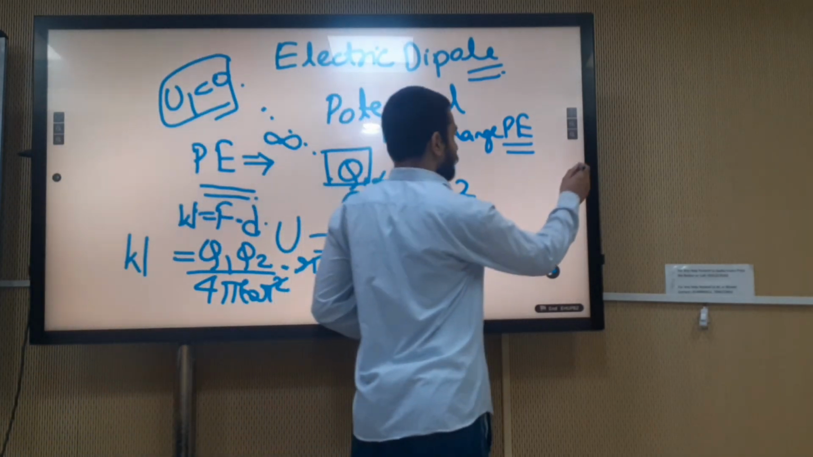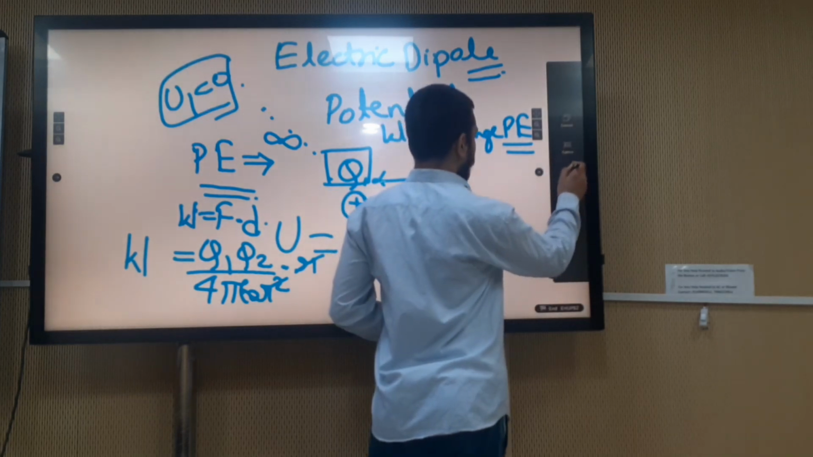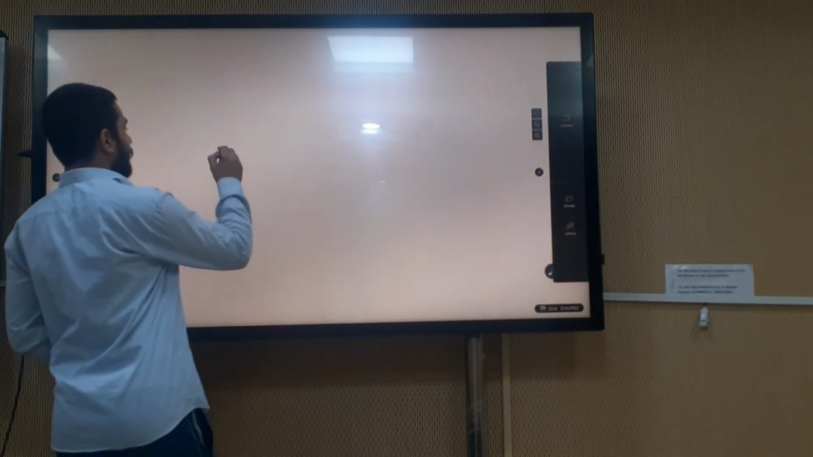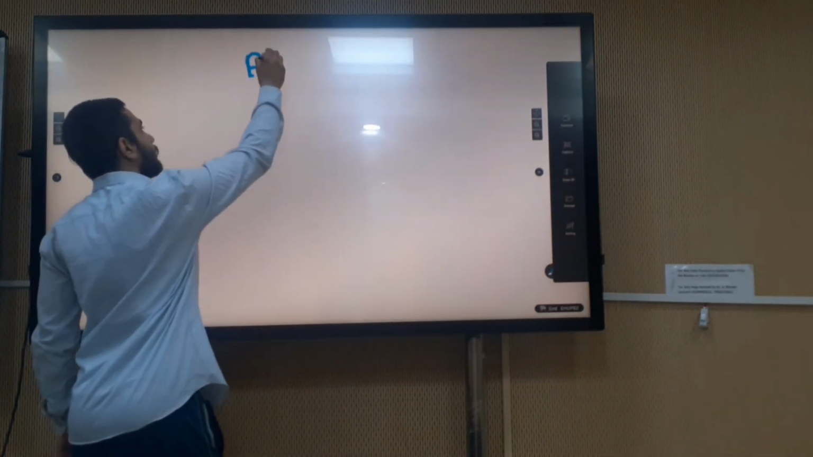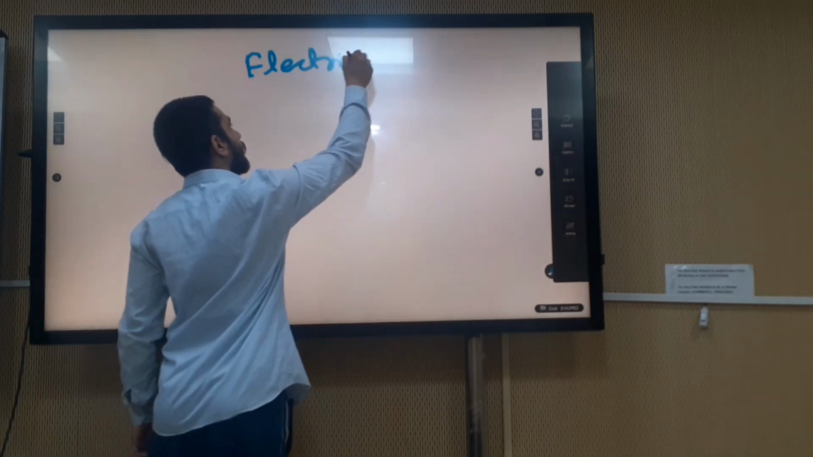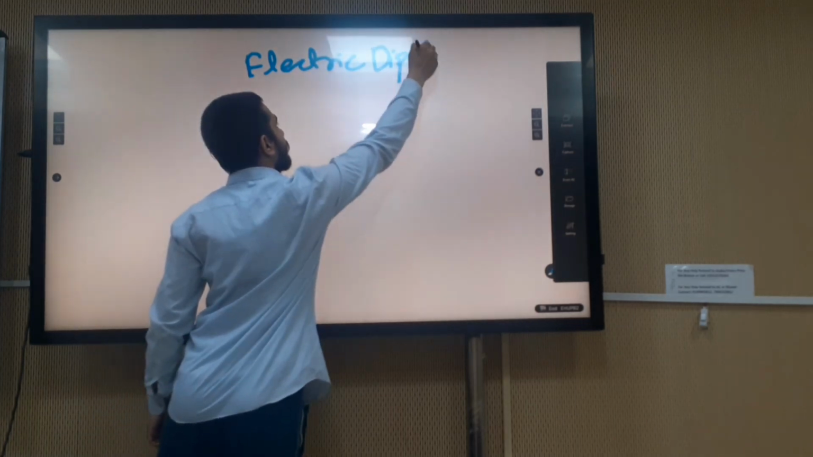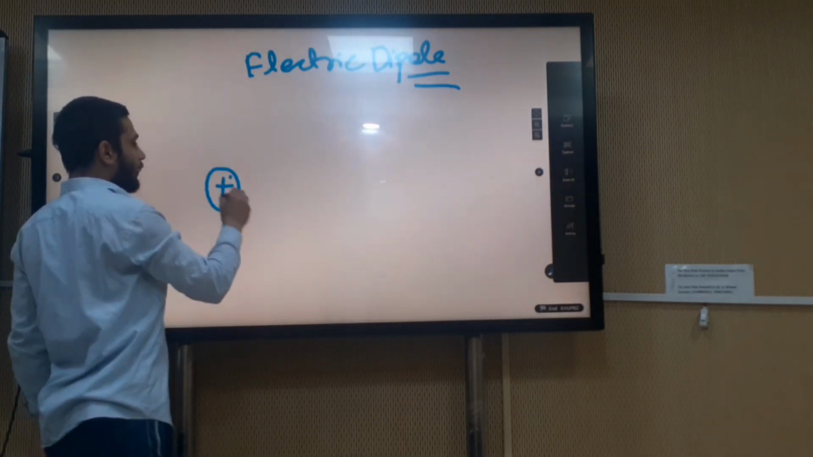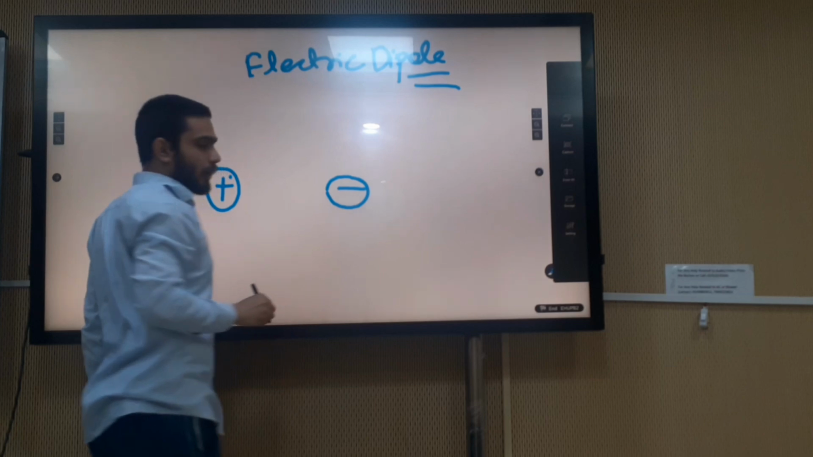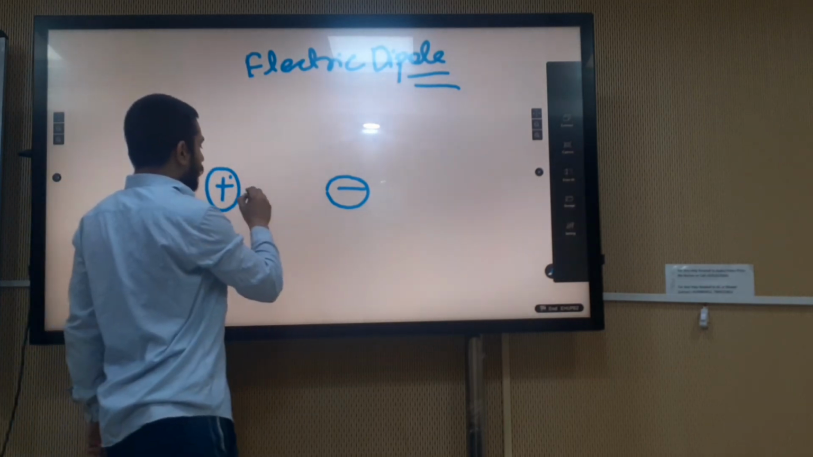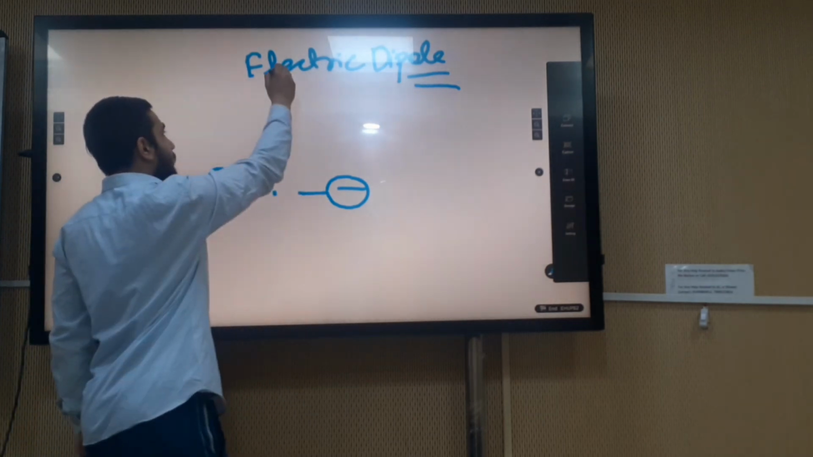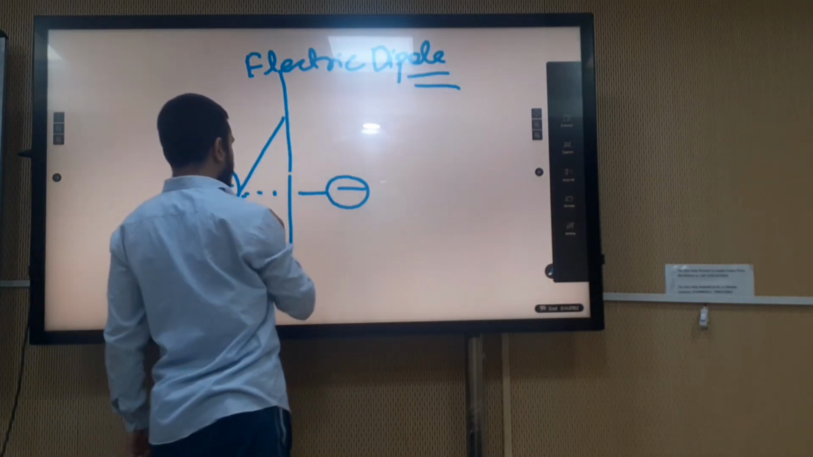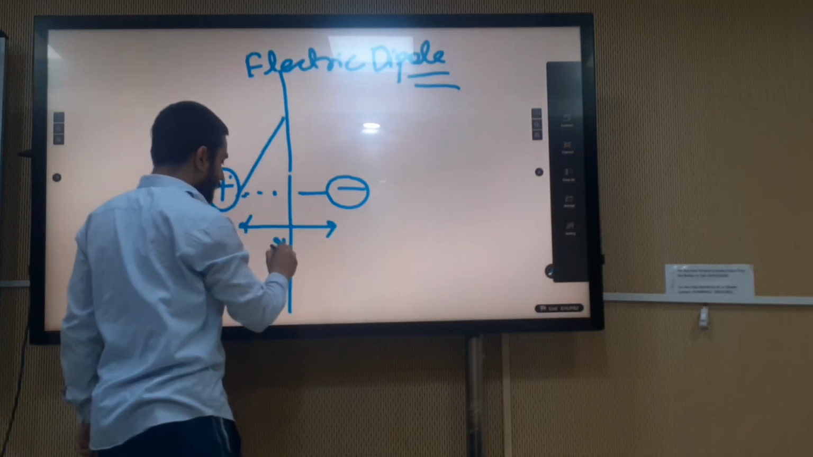So let's see in the case of an electric dipole how things change. Suppose that this is an electric dipole, having a positive charge and a negative charge. And in this whole plane, suppose that this is an electric dipole whose distance is r.